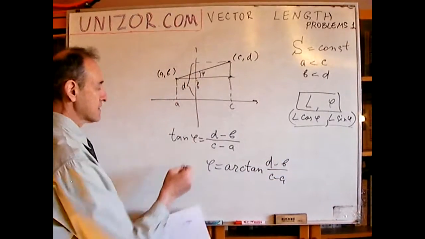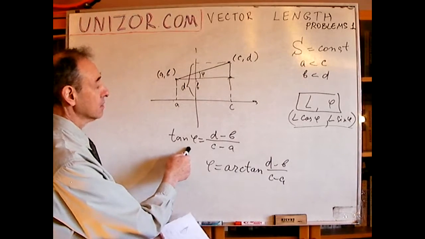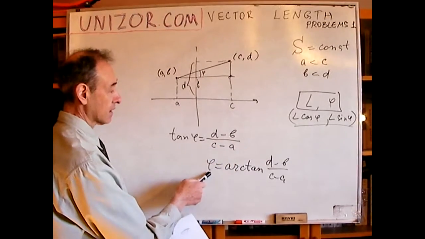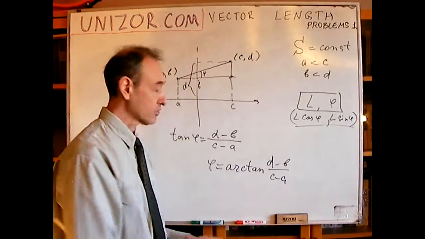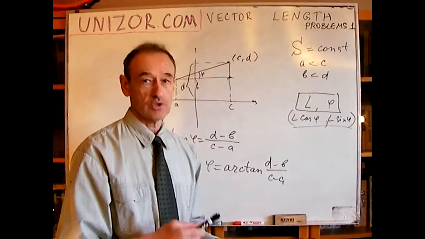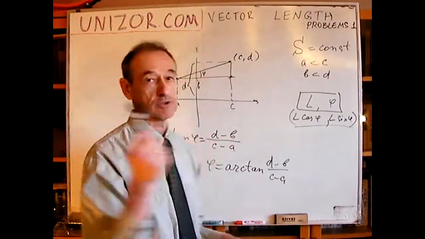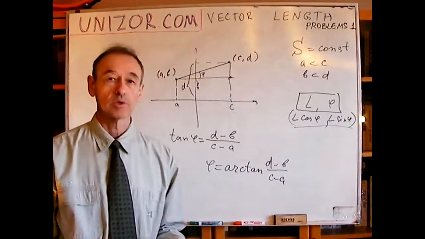So if the tangent of some angle, in this case an acute angle, is this, then the angle itself is given by the inverse of the tangent function, called arctangent, which I'm sure you remember from the trigonometry course. If you don't, just go back to unizor.com. There is a trigonometry course where I explain what arctangent is.